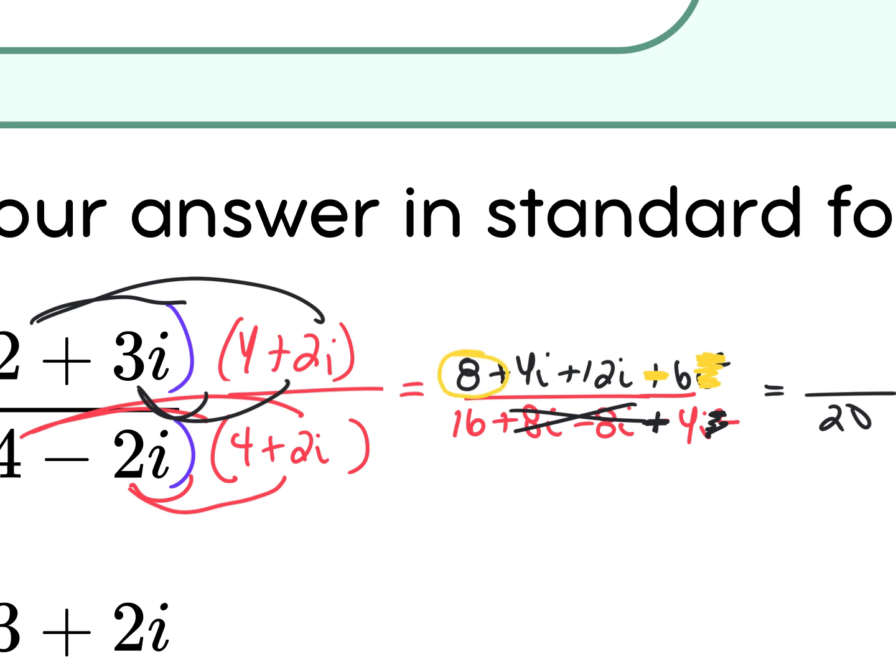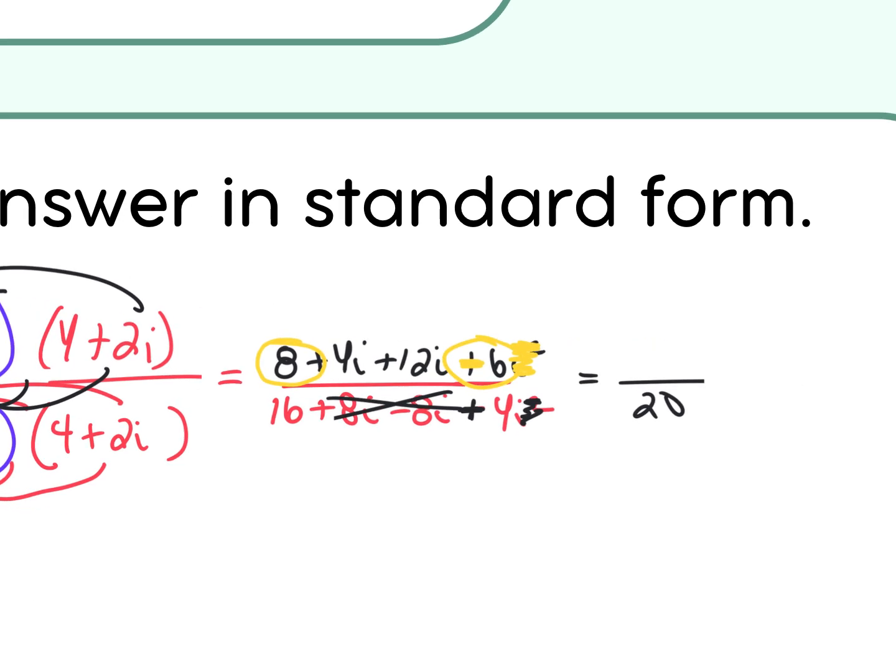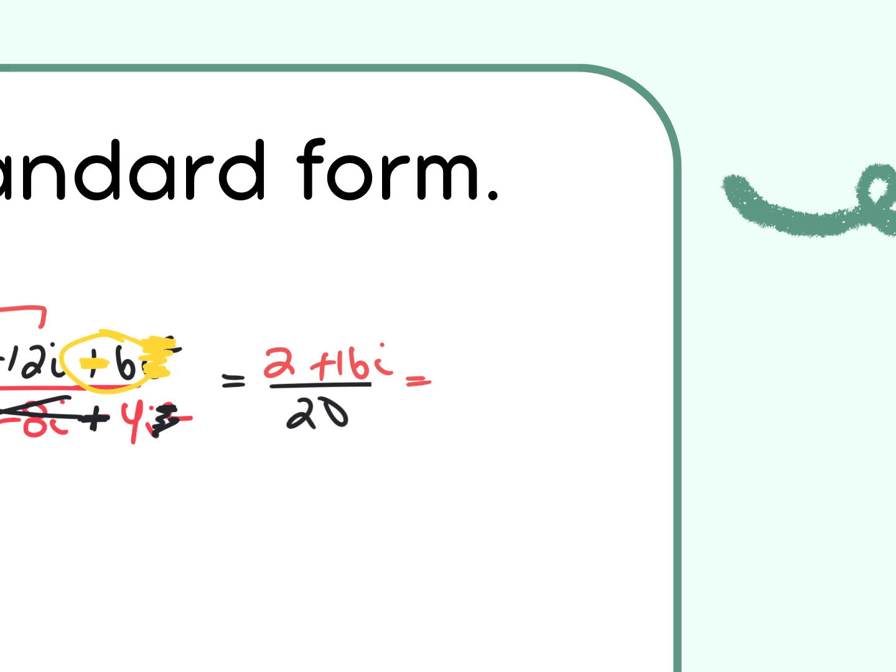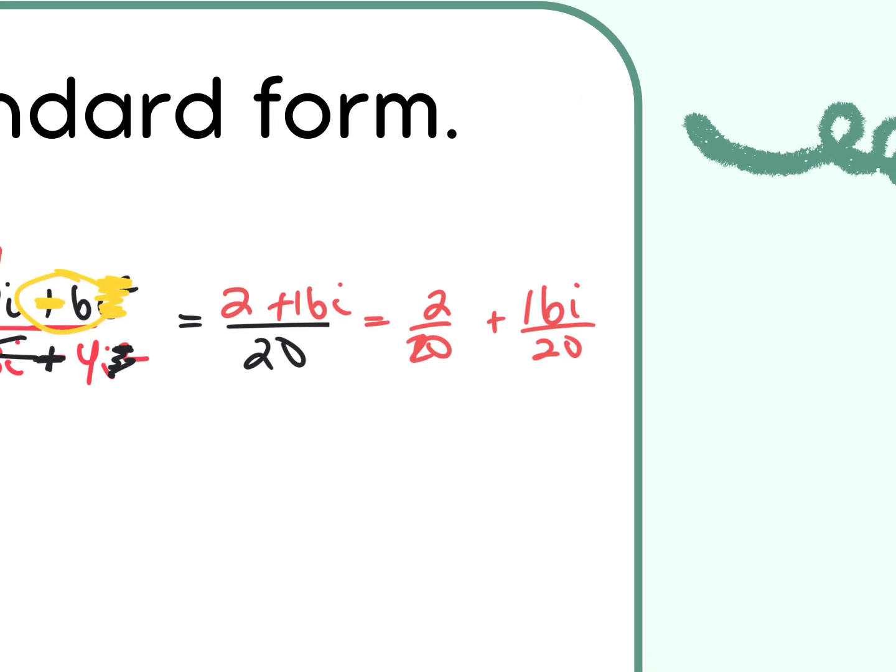So real with real, what's 8 minus 6? 2. And then imaginary with imaginary, what's 4i plus 12i? Plus 16i. And then how would I pull this apart to see if it simplifies? 2 over 20 plus 16i over 20. So what does 2 over 20 simplify to? 1 over 10 plus, what do 16 and 20 simplify to? Right, 4 goes into 20 five times, and 4 goes into 16i, 4i times.